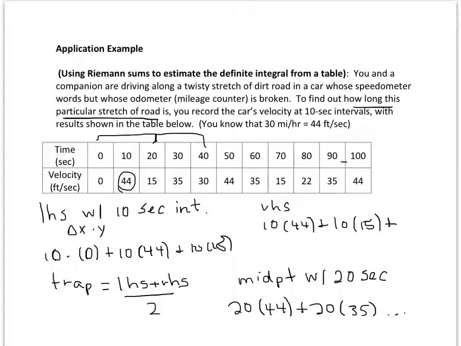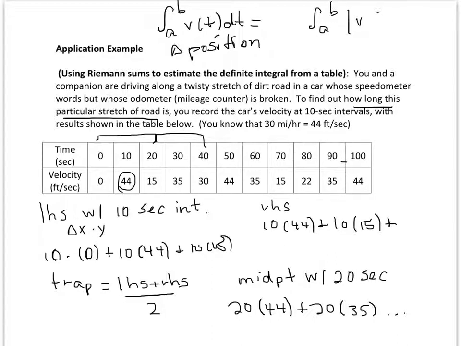Remember the difference between this: if I integrate from a to b of velocity, I get change in position, or displacement, if you like to call it displacement. If I integrate from a to b of the absolute value of v of t, I get distance traveled. So don't forget to read the question carefully to see which one you're being asked for, whether you're being asked for change of position, whether you're being asked for distance traveled.